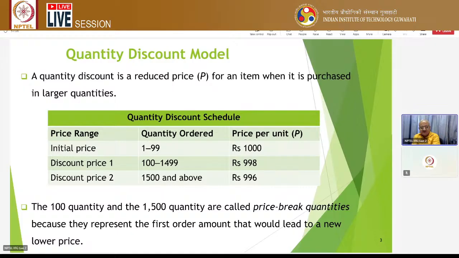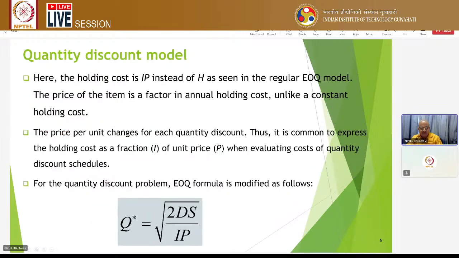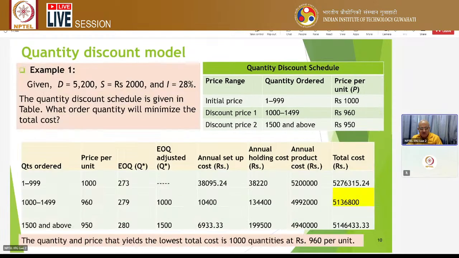Sometimes there is a discount. If you purchase a bigger lot, you may get a discount, so you have to do the study of all the cases. What happens is that if the quantity is between 1 to 99, then you have to pay 1,000 rupees. But if the quantity is 100 to 1499, then the price per unit will be 998 only, like that. For 1500 and above, it will be 996. So you have to obtain the total annual cost, and when you optimize, the annual product cost can also be added, and for different cases you can do the analysis.